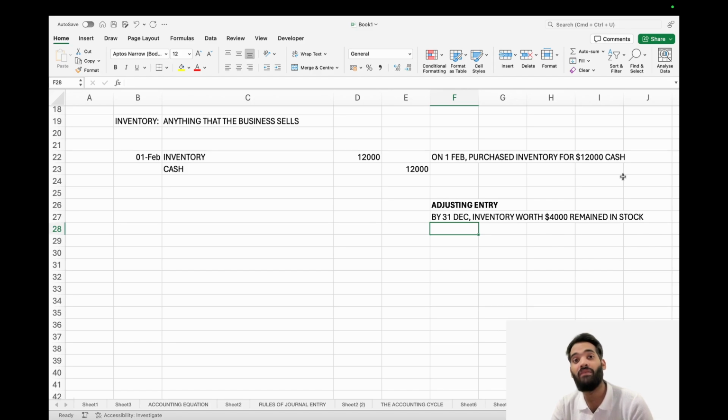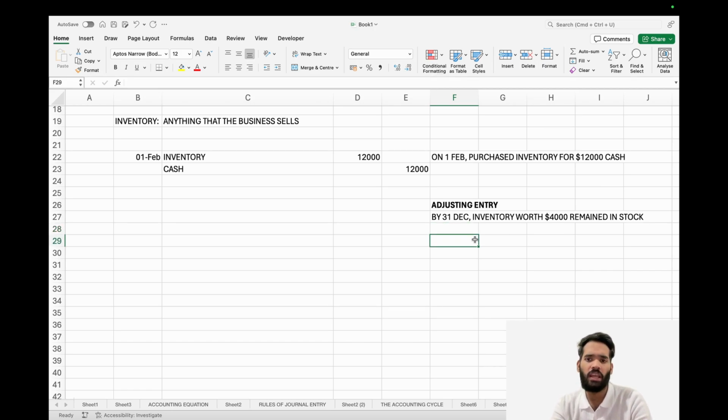So this is called inventory shrinkage. Now the value $4,000 might be because someone stole the inventory and only 4,000 is remaining, or maybe our inventory got damaged, right? And that's why the actual value of inventory went from 12,000 to 4,000. So many reasons why inventory shrinkage can happen, but those are the normal ones.